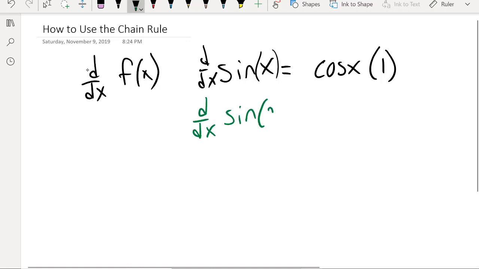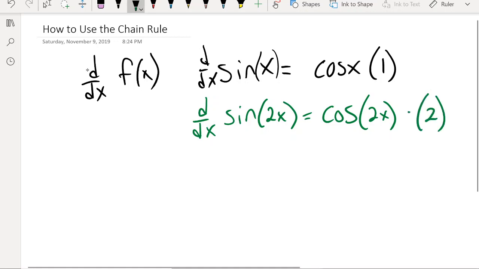But what if it wasn't sine x? What if it was sine 2x? Well, now you do the same thing. You just take the derivative of the sine of the function. The fact that there's a 2x there does not matter when you take the first derivative, right? Because now there's a chain of derivatives. So I take the derivative of sine, which is cosine of the function. Then I take the derivative of the inside function, which is 2, right? Derivative of 2x is 2. Okay, so that's how chain rule works. It's a chain of derivatives.